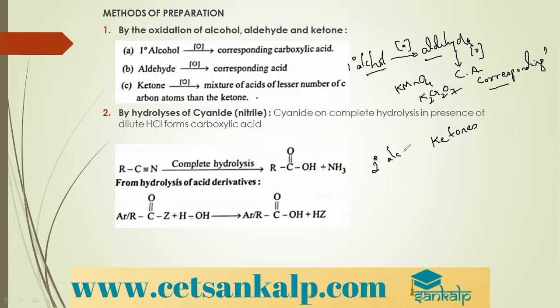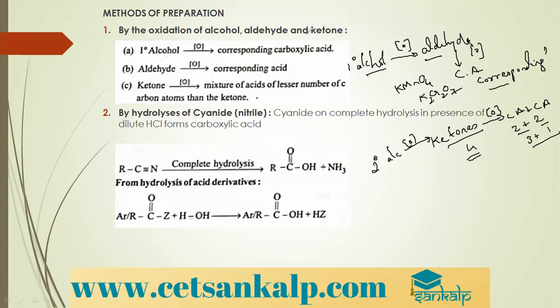Ketones are obtained from secondary alcohols. When you subject secondary alcohols to oxidation, we get ketones. Ketones are a bit less reactive for oxidation, and ketones undergo oxidation to give a mixture of carboxylic acids containing fewer carbon atoms than the ketone. If a ketone has 4 carbon atoms, you will get carboxylic acids with 2 and 2 carbon atoms. Understood? It depends upon what type of ketone you are using. Or you may get 3 plus 1 carbon atoms. You may get it like this. Okay, so this is about oxidation.